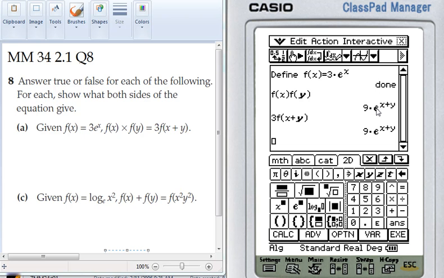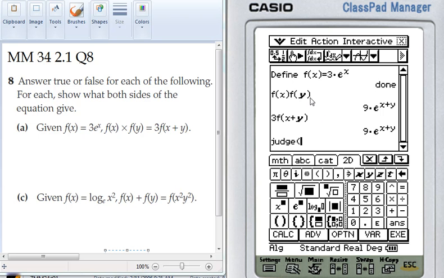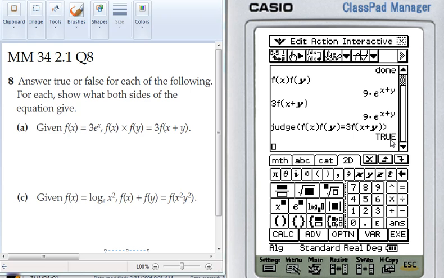The way I could use Judge without actually working out what the left and right was beforehand is I could go to Catalogue, press J, go down to the commands. Judge is the only command starting with J, and back to 2D. The left is f of x times f of y equals 3 f of x plus y, close bracket, and judging those two statements, it tells me it's true always, so the answer would be true.